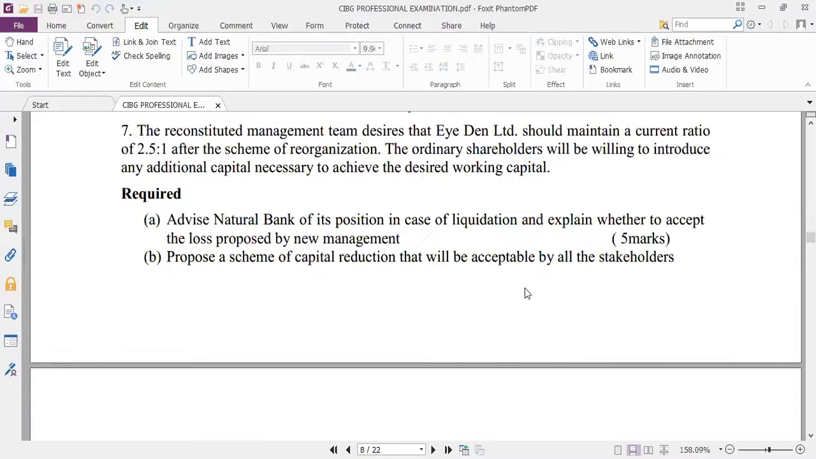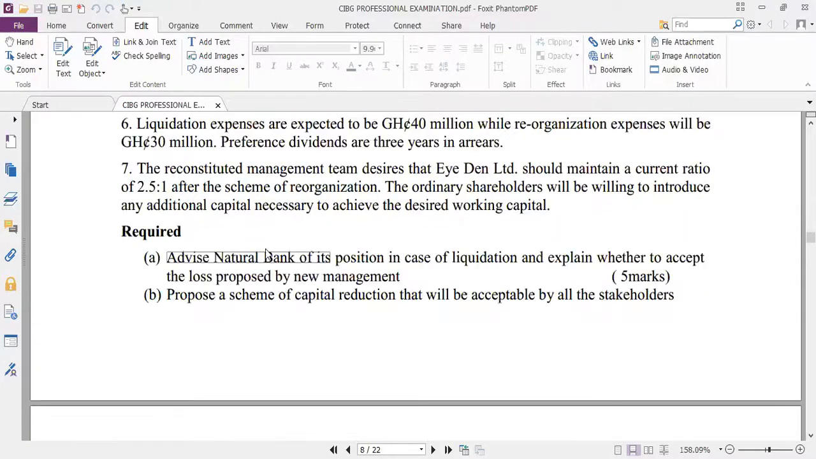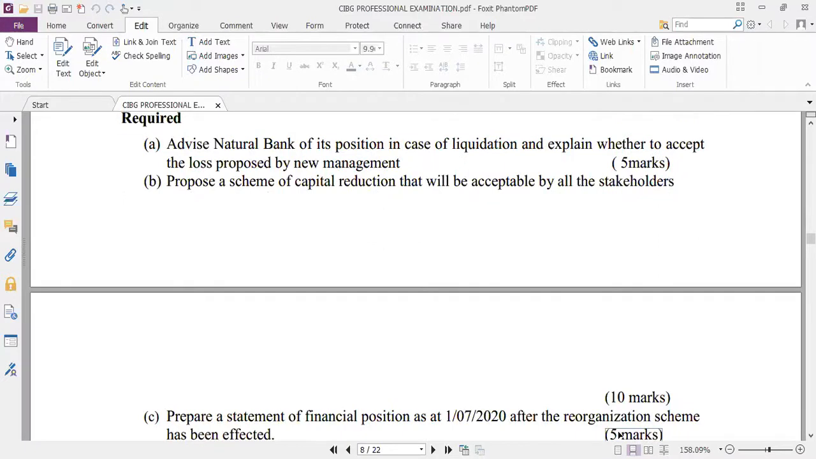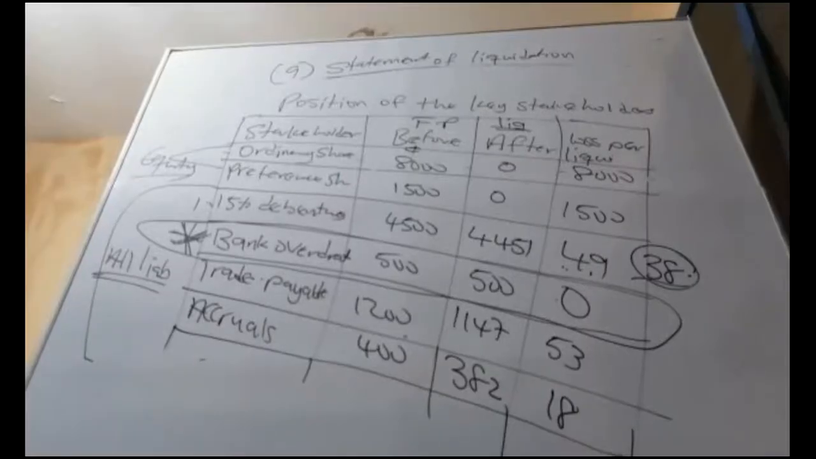Because the question is in two folds. Advise the bank first. So the advice will be of its position in case of liquidation. In liquidation, they are not going to lose anything. And explain whether to accept the loss. They should not accept the loss. Why? Because liquidation is cheaper for them. Upon liquidation, they are not losing anything. So that is it.